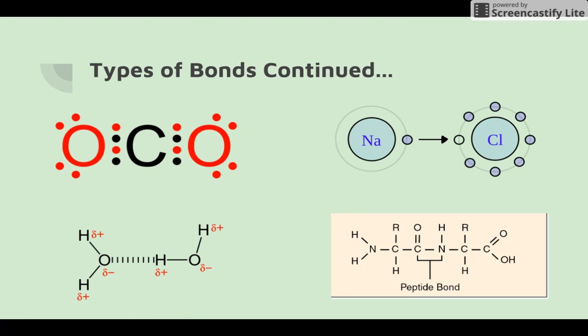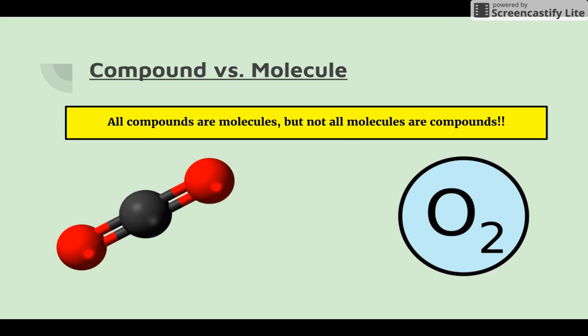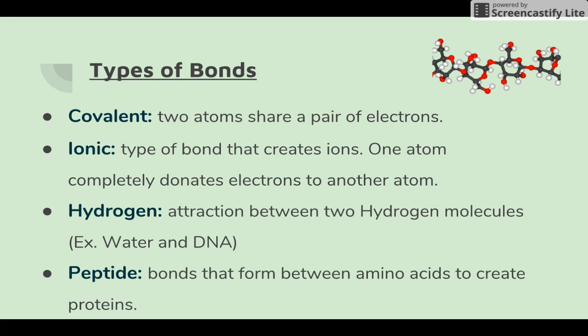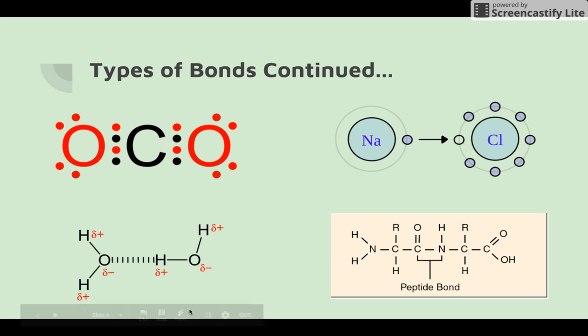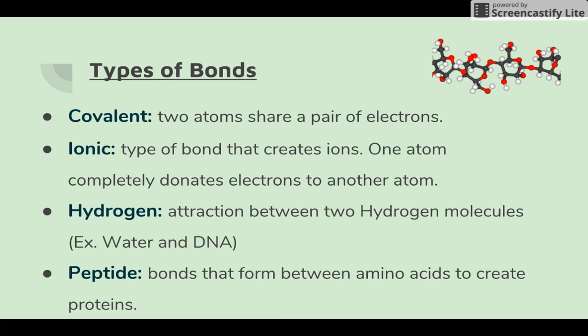water molecules together. And then finally, we have peptide bonding, which is what forms between amino acids to create proteins. We'll talk more about this when we get to biomolecules, but here is an example. It's just showing the bond between the carbon and the nitrogen to form the peptide bond. So for now, all I want you to understand is that it's a bond that forms between amino acids to create proteins.